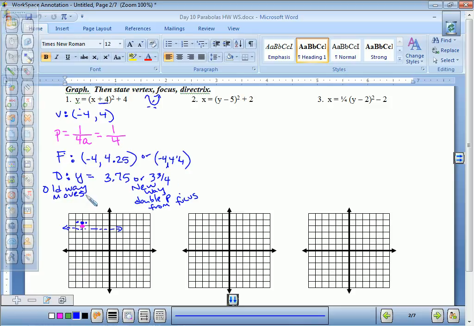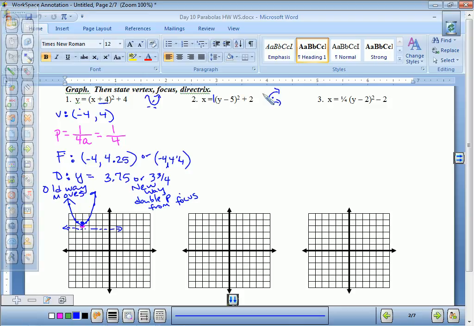The other way is using moves. 1 squared is 1. -1 squared is 1. 2 squared is 4. -2 squared is 4. Remember? And there's our graph. So you can use the old way with moves, or the new way, doubling P, and go either direction from your focus. Either way, totally fine.